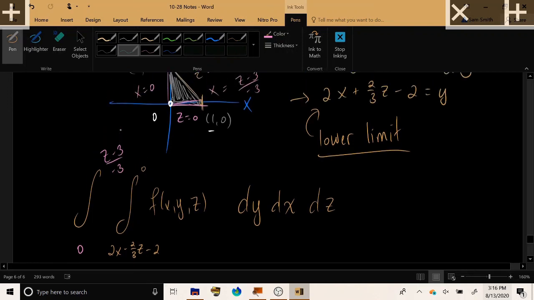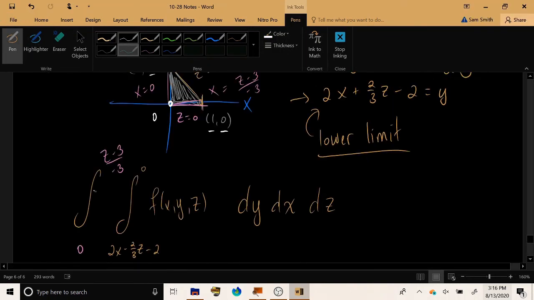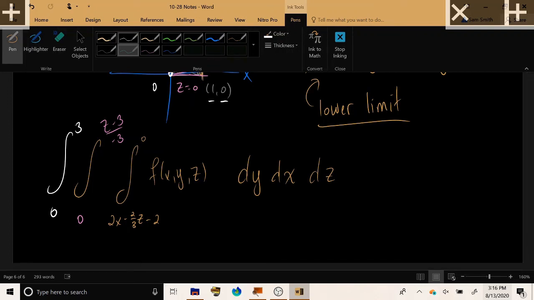And the z coordinates for this region that are valid stretch between 0 on the bottom and 3 on the top. And that's it. All 6 possible orders of integration for this doorstop shaped region.